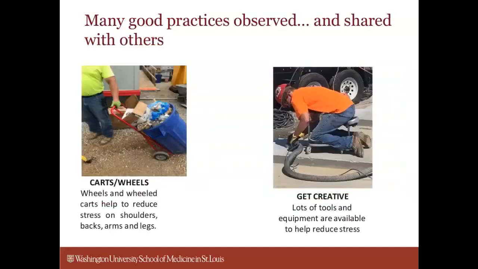Here are examples of some of the good observations that the staff saw. They took pictures and they shared that, and I think that's really important. They not only shared that with the workers on the site, but they also shared that across the whole contractor, using carts, using wheels as much as possible. On the left picture you see they're using a dolly to transport the trash can. You can just put wheels on the bottom of the trash can.